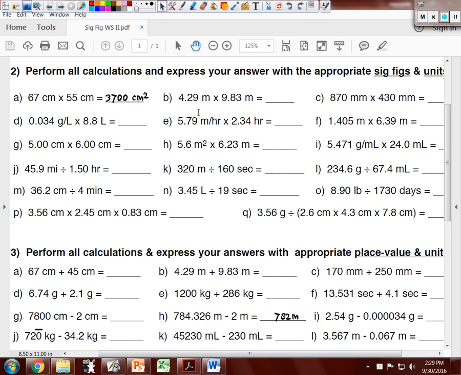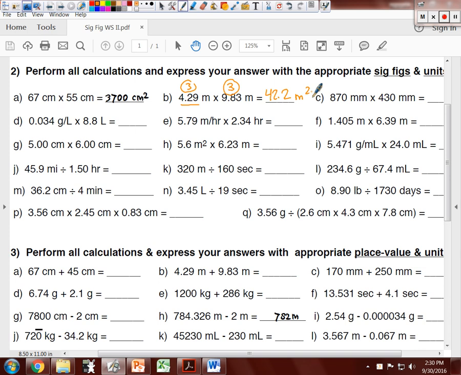So let's just look at B real quick to make sure we're all on the same page. When you look at B, what are you doing mathematically in your calculator? You're multiplying. What's the rule for multiplication in significant figures? It's the number with the least number of significant figures. So how many significant figures are in 4.29? There are 3. What about 9.83? 3. So your answer must have how many? 3. What did you come up with in 3 significant figures? 42.2. And what was your unit on that if you didn't put it? Very good, meters squared. Okay, any questions on that?